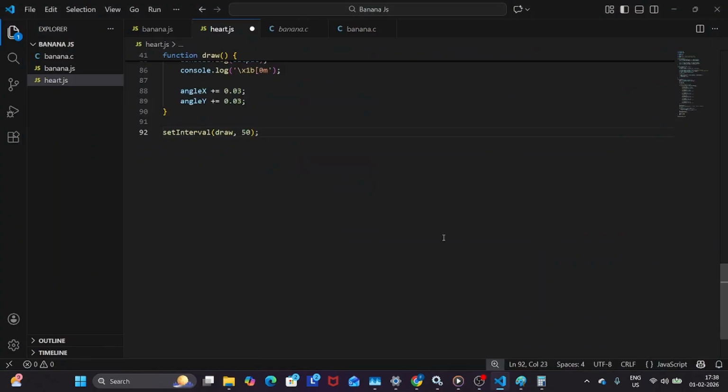Now what is this at last, setInterval? There is no clearInterval, so only Ctrl+C can stop this. So this basically means that it will execute this draw function repeatedly every 50 milliseconds.